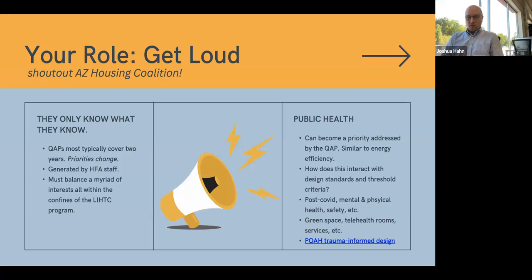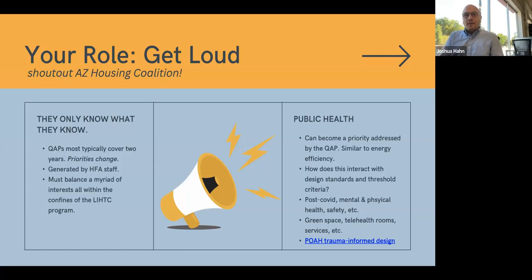Is it the post-COVID world? Is it mental and physical health? Is it physical safety? A lot of this finds itself in things such as energy standards and sustainability standards, of which there are certainly a lot, and other requirements like Keon noted. And there's also green space. Telehealth rooms is something we've seen come up in other states, which are now requiring, incentivizing, or encouraging them for public health in the QAP.